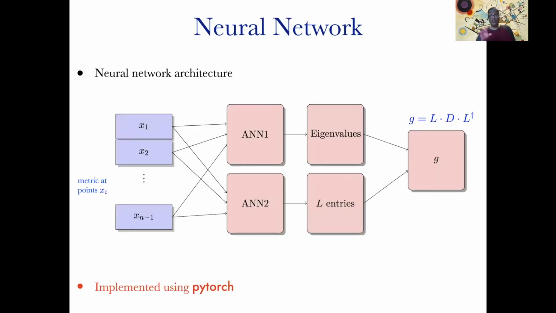The implementation of the neural network uses two artificial neural networks. One is focused on D, and the other is focused on L. And we feed it the metric at different points on the manifold. The coding is done using PyTorch.